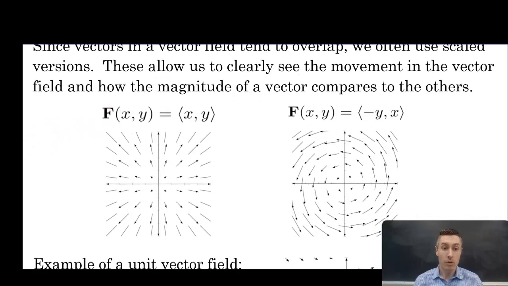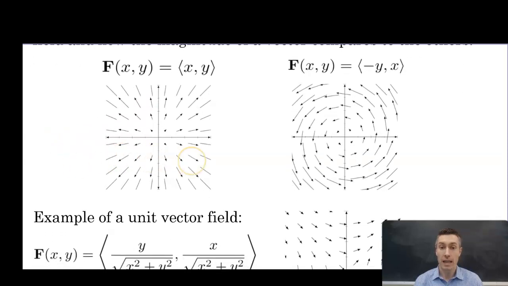So these are the same 2 vector fields that we just sketched by hand, but in scaled form. So we can still see that the vectors close to the origin have a smaller magnitude than the vectors that are further away. We still see the fact that it's a radial vector field. All the vectors are moving away from the origin. And then to the right, again, we see the comparison of the magnitude of the vector as we move away from the origin. And we see that rotational movement as well.